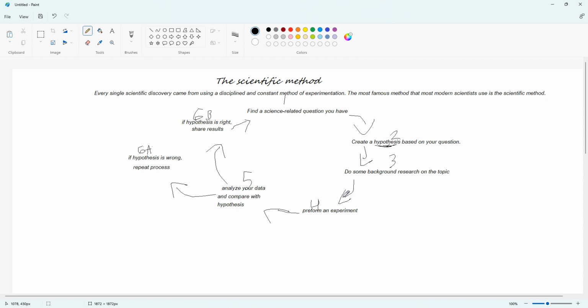The next thing is to analyze your data and compare it with your hypothesis. Okay, so I found out that ice cream melts because of the heat. If that supports your hypothesis, good. And then we go to 6B right here. If it's right, you share your results with other people and find another science related question. If it's not right, that's okay, because that's really what learning is. So you repeat from step 3, and you keep on repeating. That is how many scientists have actually become successful.